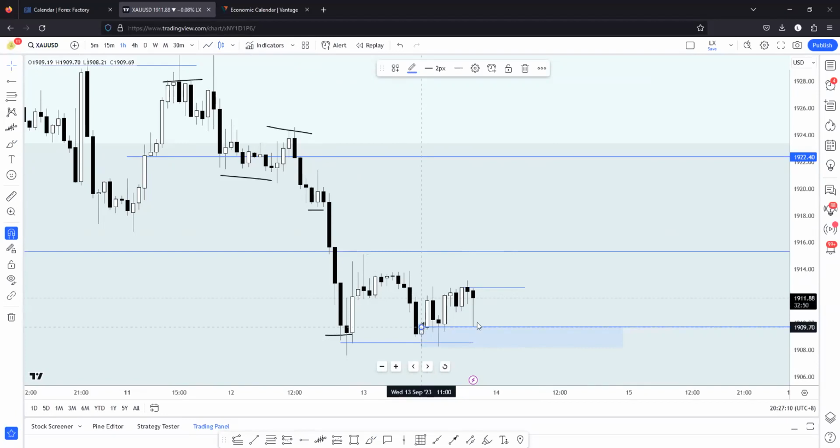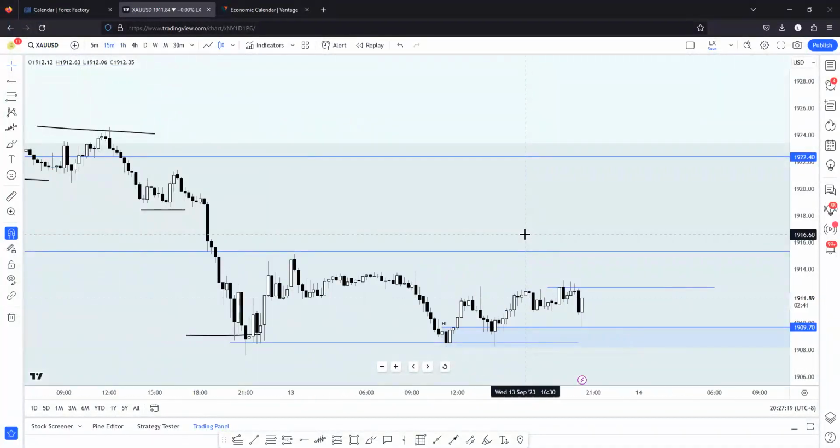1909.70. If I take a look at this low, right, it has not tapped into the demand area on the 1 hour yet. So let's wait for it, right? Probably when New York opens.